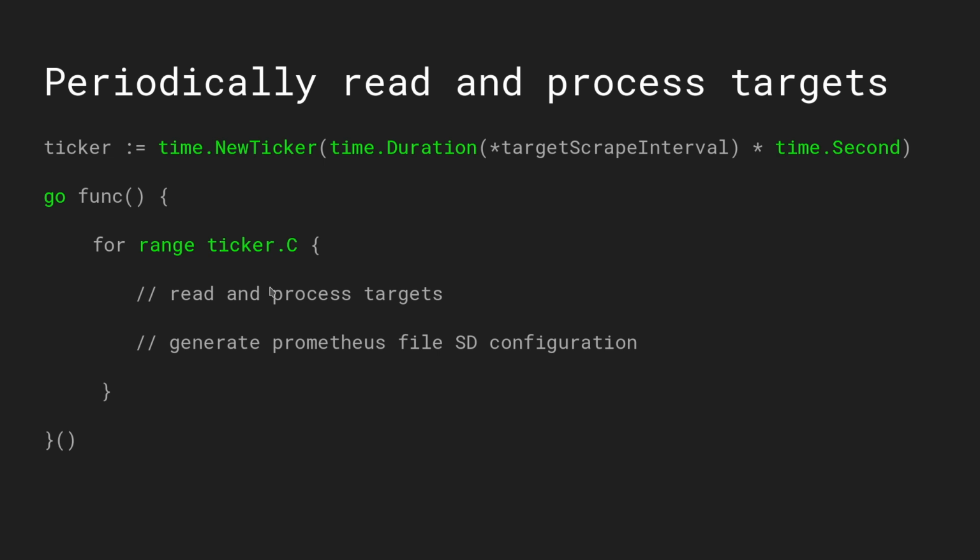That's all I needed to know to achieve what I wanted to do. And then you do whatever you need to do. In this case, I was scraping an HTTP URL, reading the HTML page, parsing it, and then generating the Prometheus file SD configuration.